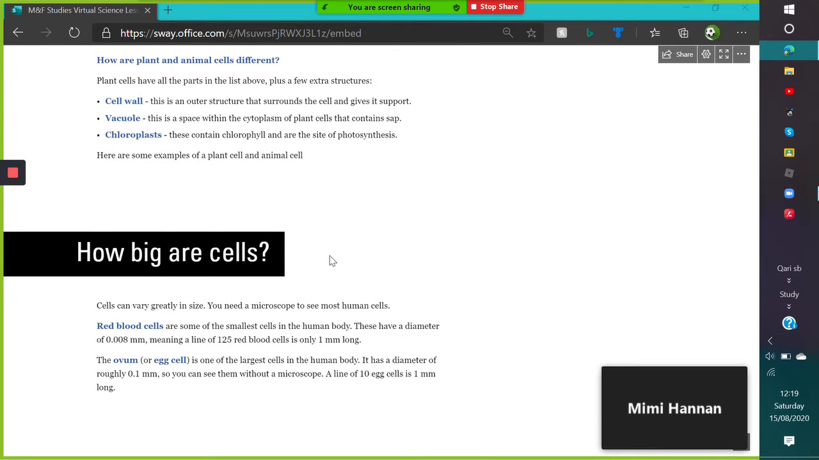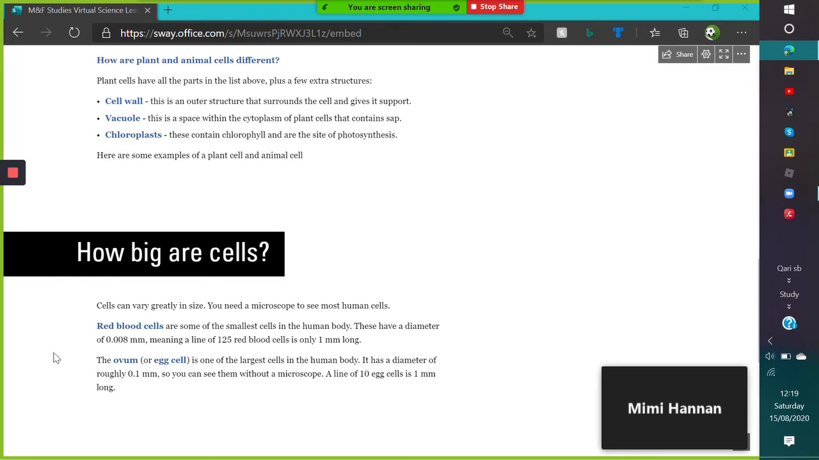How big are cells? Cells can vary greatly in size. You need a microscope to see most human cells. Red blood cells are some of the smallest cells in the human body. These have a diameter of 0.008 mm, meaning a line of 125 red blood cells is only 1 mm long.